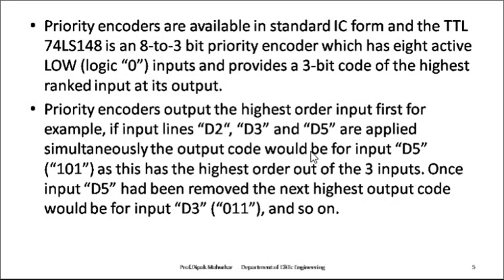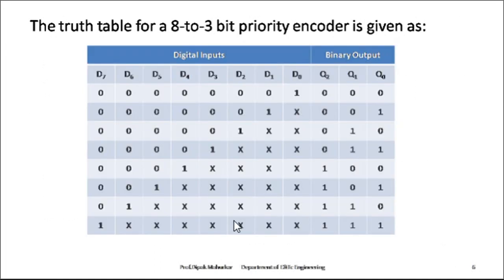So among D2, D3 and D5, which has the highest priority? D5. If D7 exists, then D7 has the highest priority, like this. Okay. Once D5 is removed, then the next is D3. If this is removed, then the next is D2, like this. Okay, so this is the truth table of the 8:3 priority encoder.